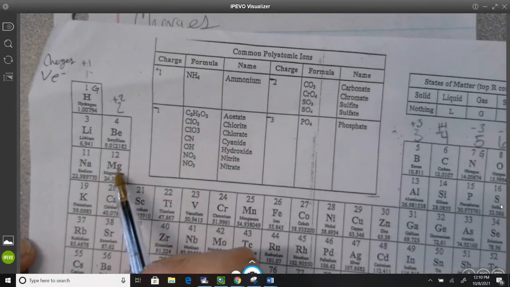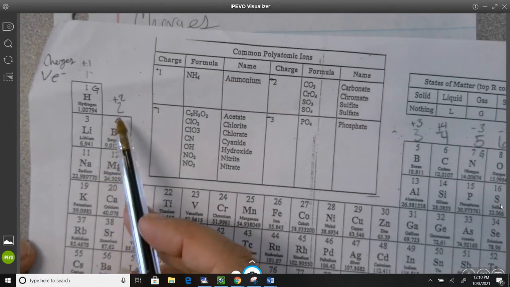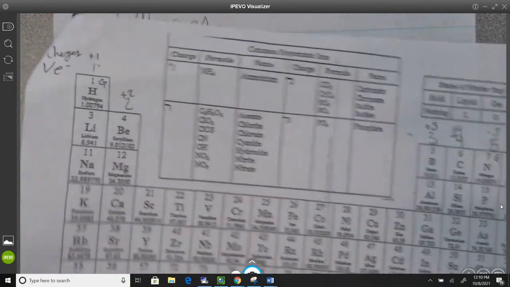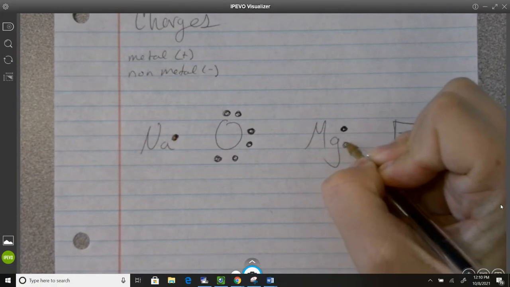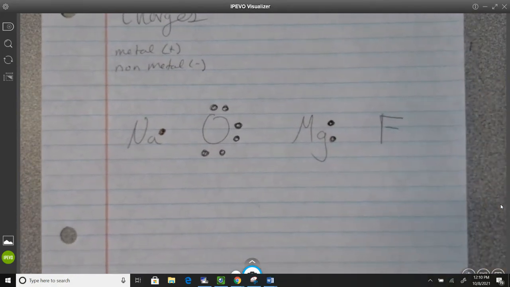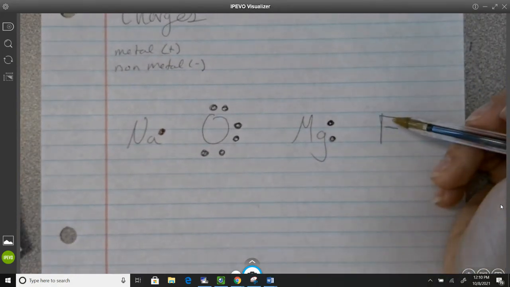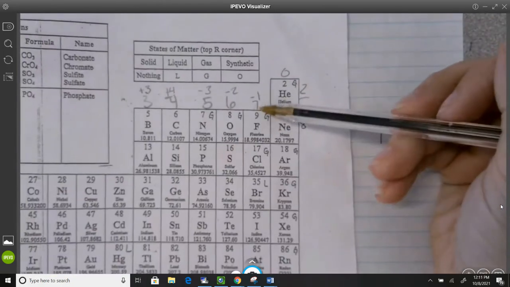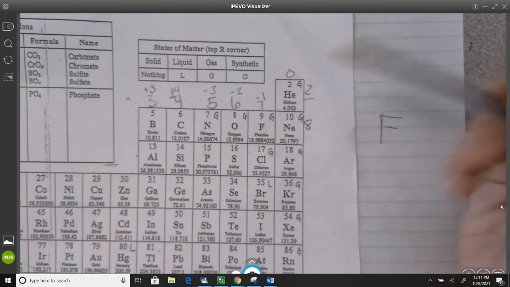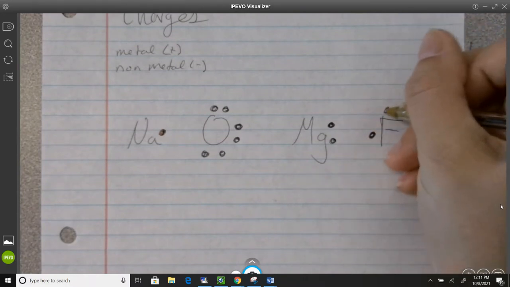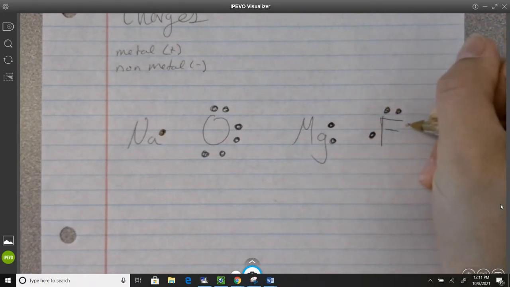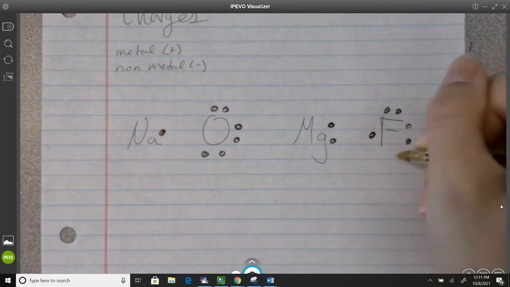Magnesium, find it on the periodic table, right here. Second family, 2 valence electrons. So therefore, 1, 2 dots. Last one is fluorine, family 17, so we will have 7 valence electrons. So I will draw 7 little dots.